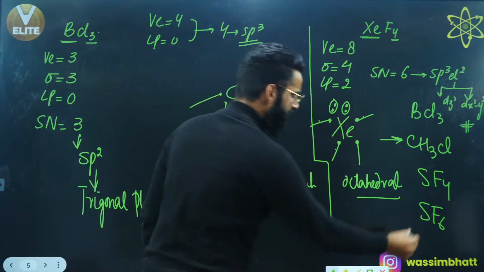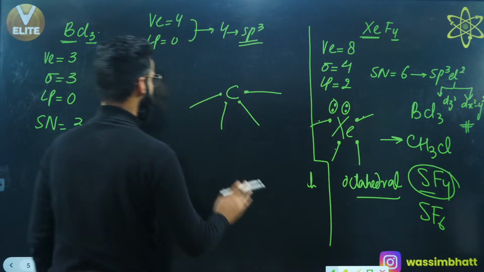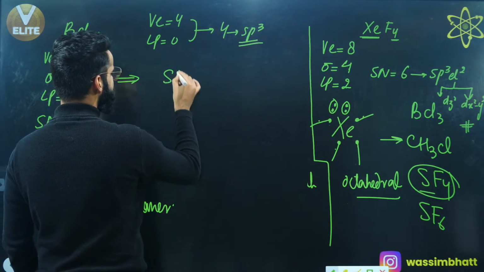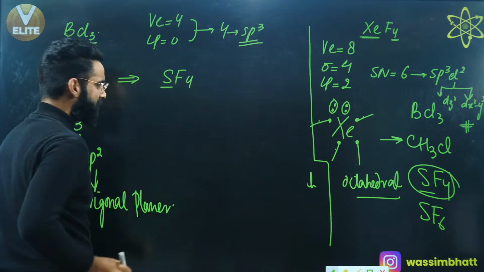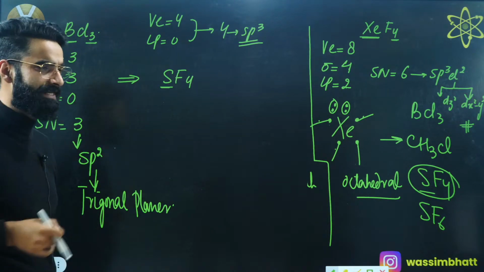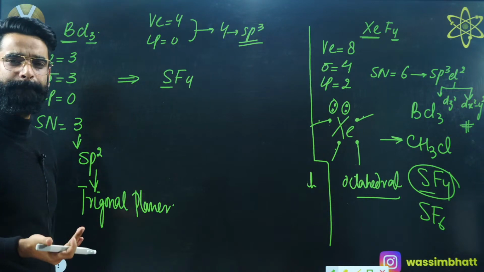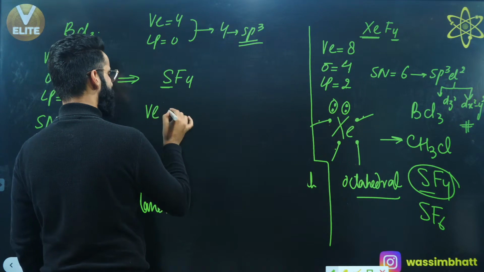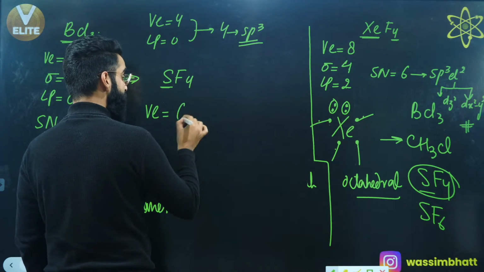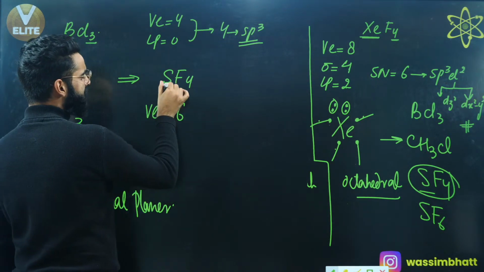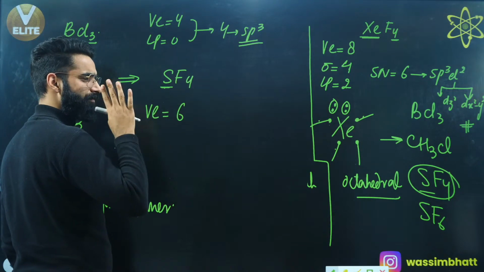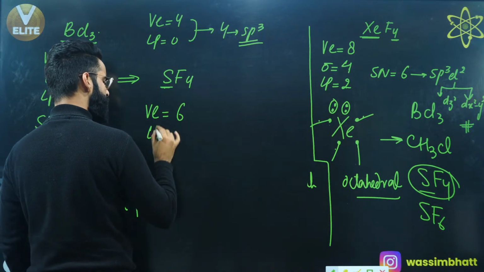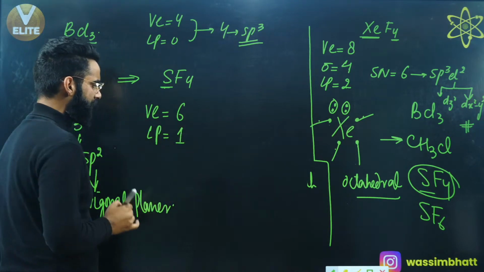Similarly, let's calculate the hybridization in this molecule. It's SF4, correct? It is SF4. This sulfur is the central atom. Since sulfur belongs to group 16 elements, right? It belongs to the oxygen family. And the oxygen family has 6 valence electrons. Out of 6 valence electrons, it is using 4 valence electrons to form 4 sigma bonds. So there'll be 2 electrons left on sulfur in the form of a lone pair. So lone pairs on sulfur is going to be 1.